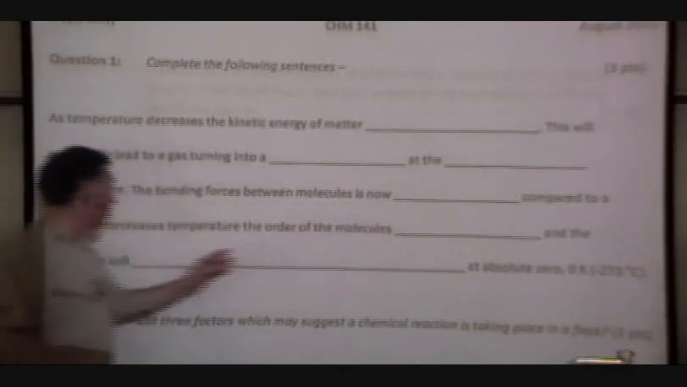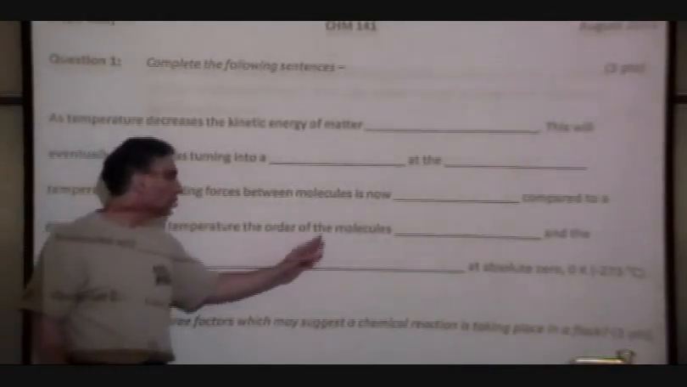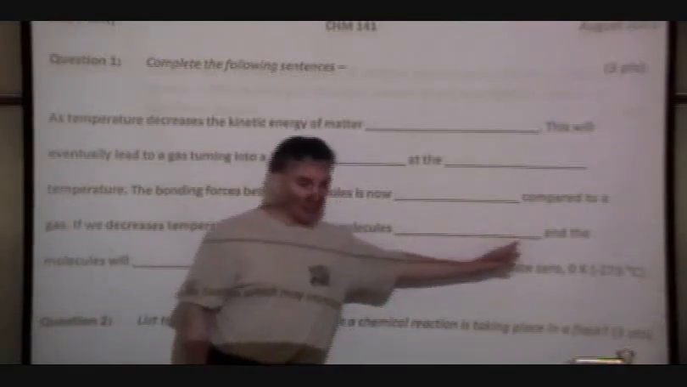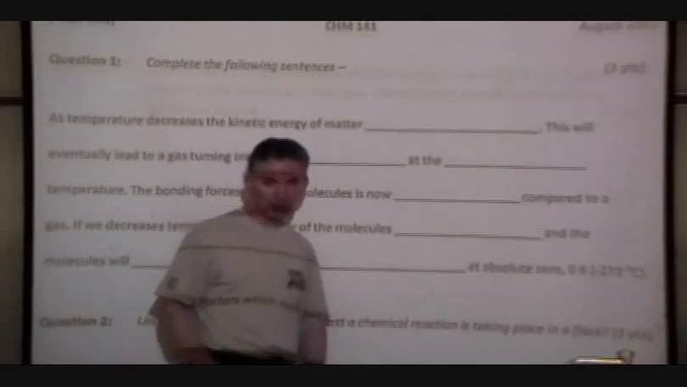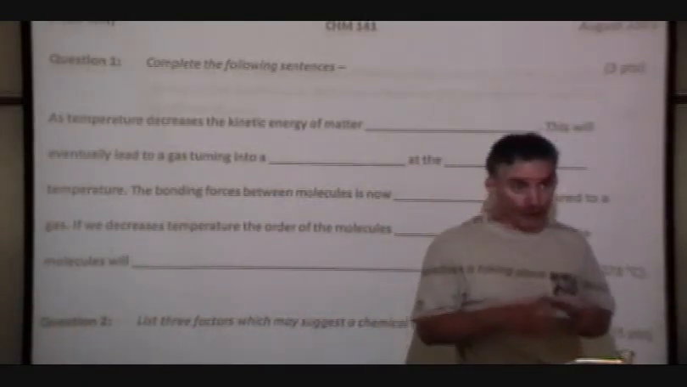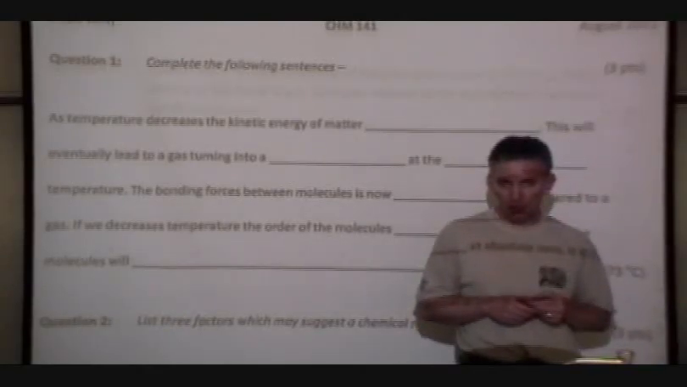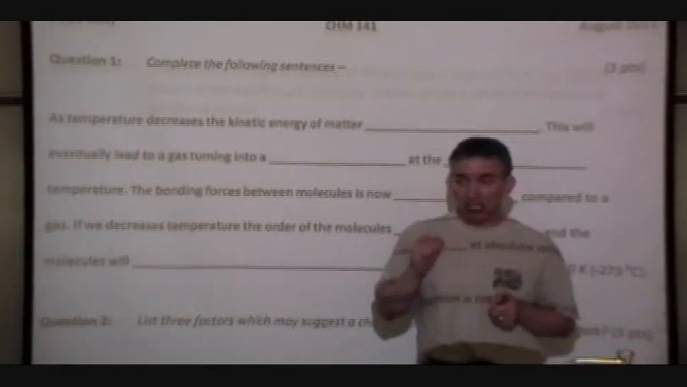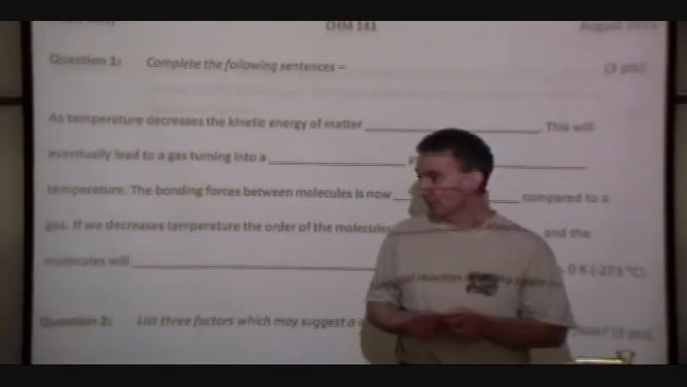The last part, bonding forces are now greater. If we decrease temperature, the order of the molecules increases, and at absolute zero the molecules will stop moving. Once we reach absolute zero, the molecules don't have any more energy to lose. And when we reach absolute zero, molecules stop moving altogether.